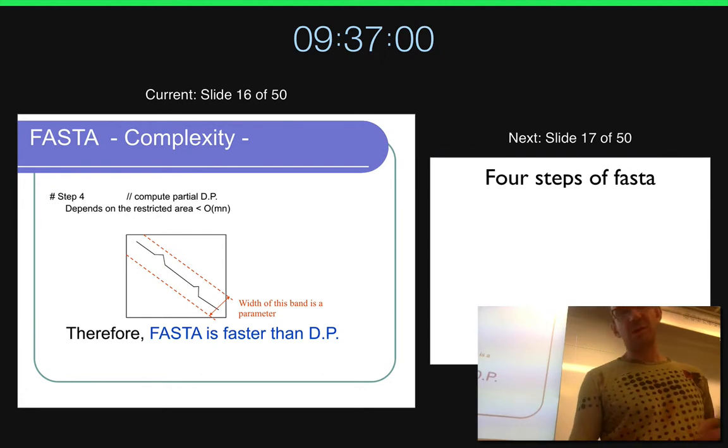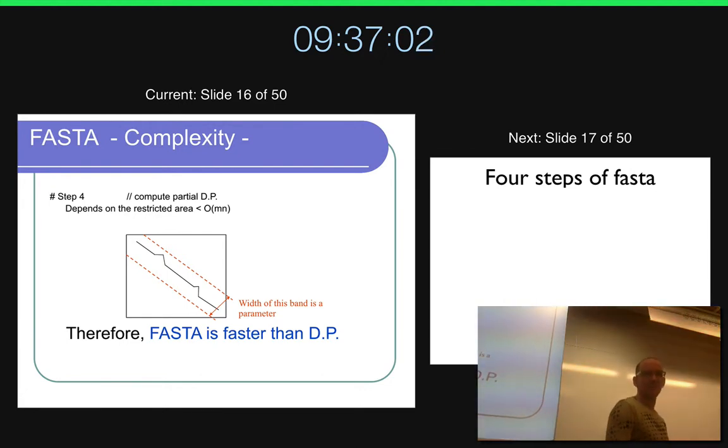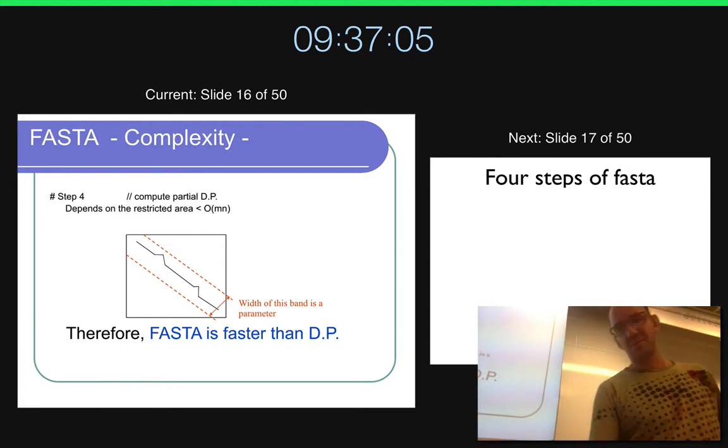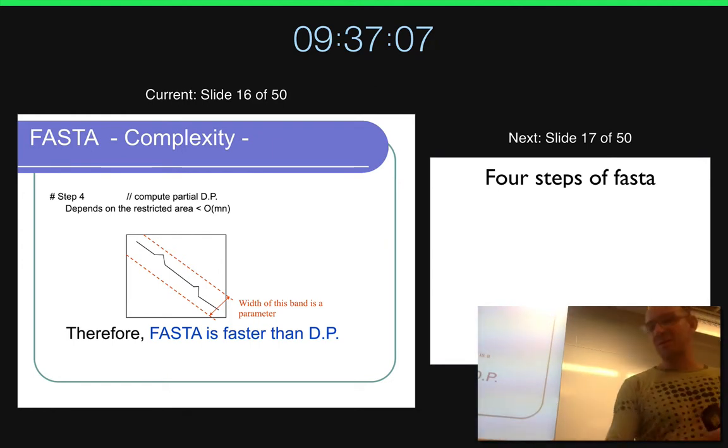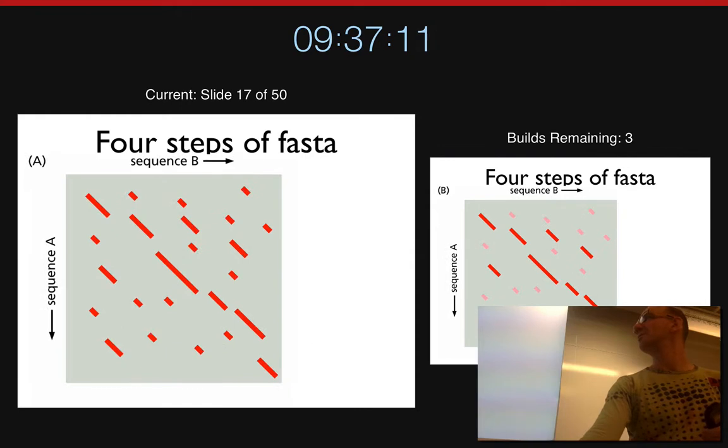So it's normally at least 10 or 100 times faster than dynamic programming.